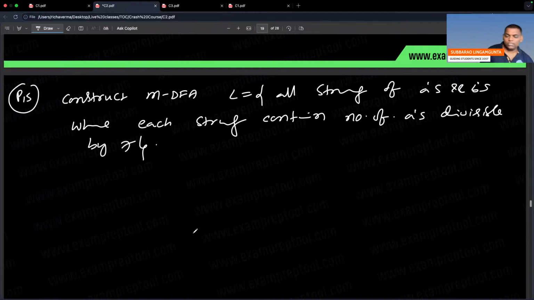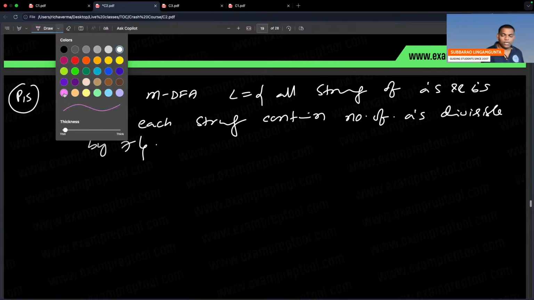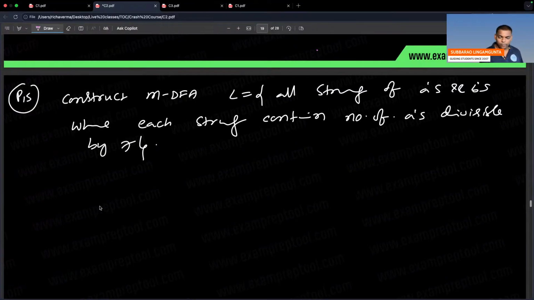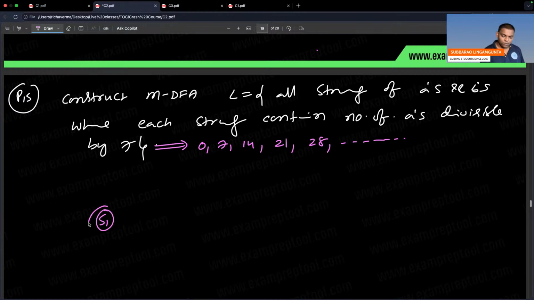Right? Try to understand what it means. Here remember, count only A's. What about B's? B's may come, may not come. Number of A's divisible by 7. Can you see this small twist? Number of A's divisible by 7 means 0 A's, 7 A's, 14 A's, 21 A's, 28 A's, multiples of 7. But remember A's only. 0 A's.